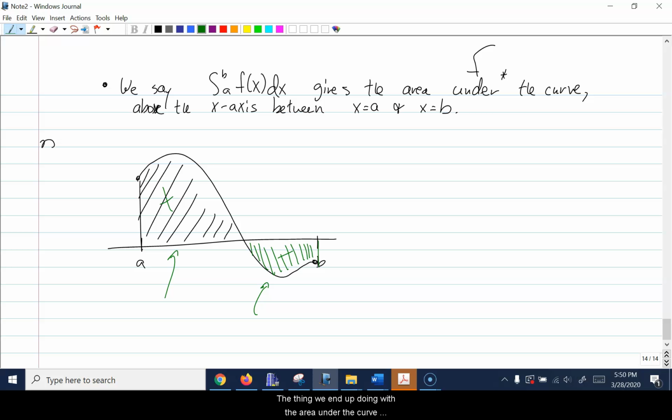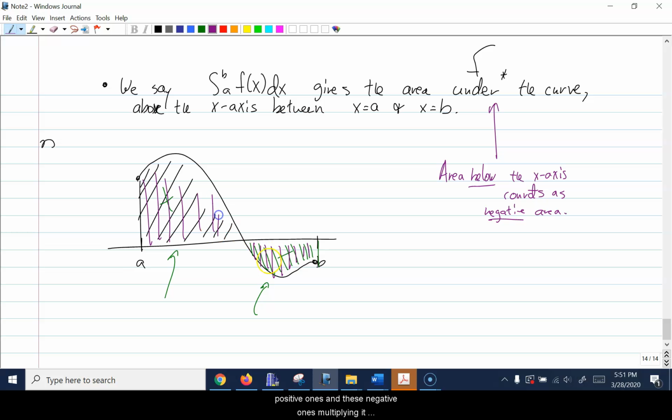So the thing we end up doing with the area under the curve, the fact behind this asterisk, is that area below the x-axis counts as negative area. Which feels bad from a geometrical perspective. You very rarely have reason to count anything as negative area. But when I'm doing a Riemann sum, I'm adding up a bunch of values. I'm adding up these positive ones and these negative ones, and multiplying by delta x leaves the negative ones negative. You end up with a smaller number.